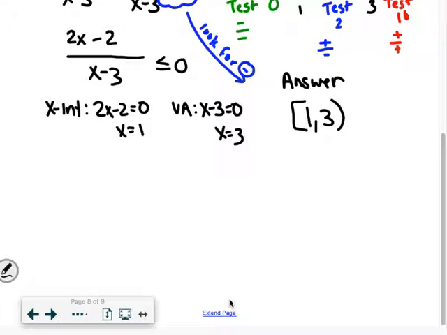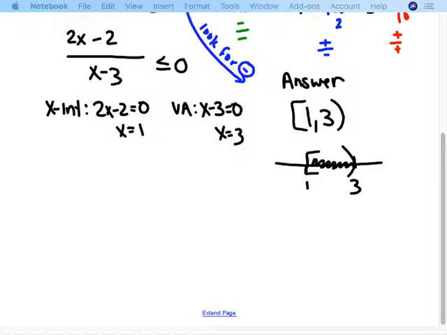And then my number line answer, or you could do closed on the left, open on the right. Okay, any questions about what we did right there?